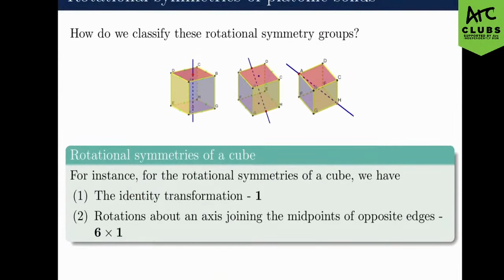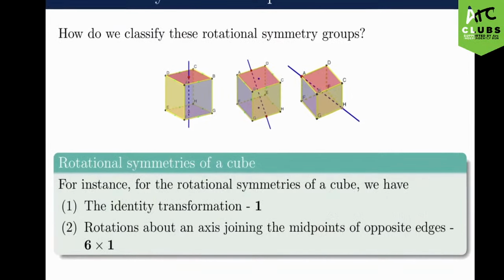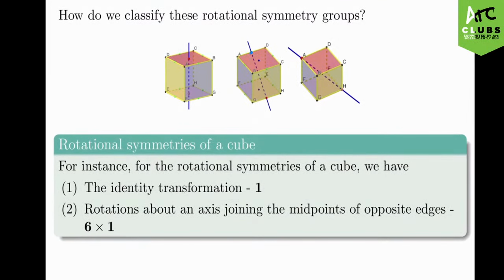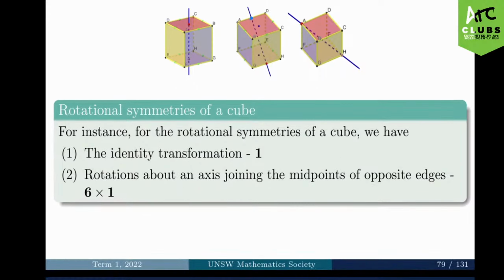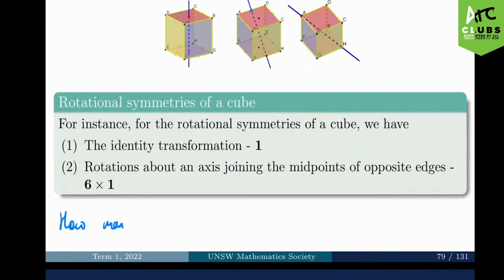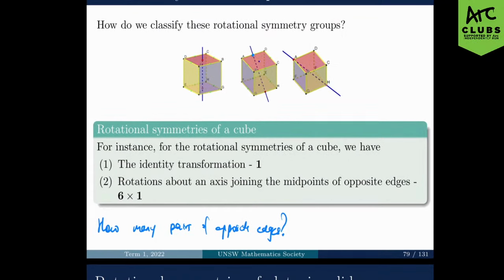So in this example, we'll take the ones joining opposite edges. What you have to do to find out how many of these there are is find out, number one, how many pairs of opposite edges there are. Well, let's think about that, right? How many edges are there in total? Well, that's just going to be 12. Divide that by 2, that's the number of pairs, we've got 6. And for each of these pairs of opposite edges, there's actually only one rotation we can do. Because, think about it, there's only the 180 degree rotation, and you'll get 6 times 1.